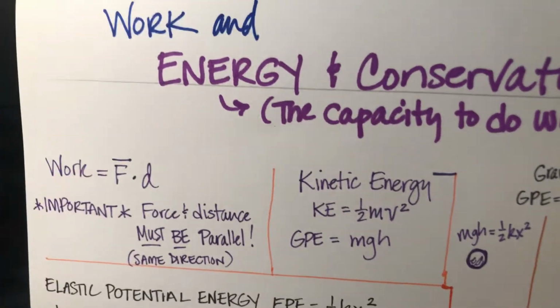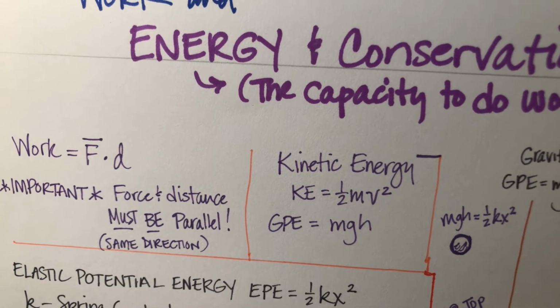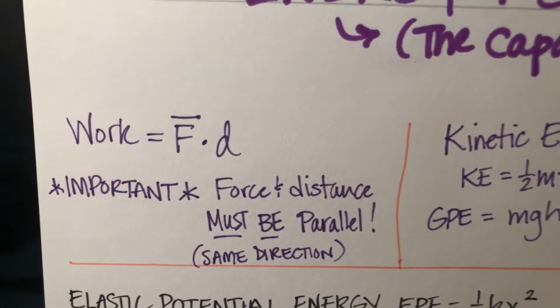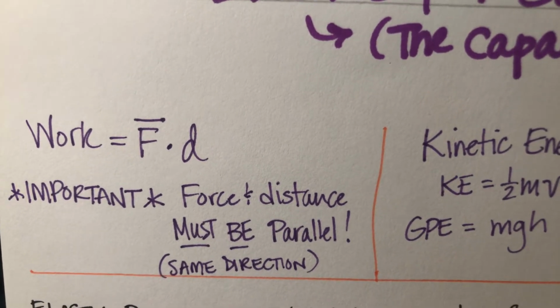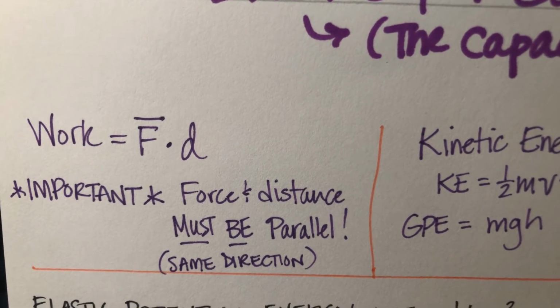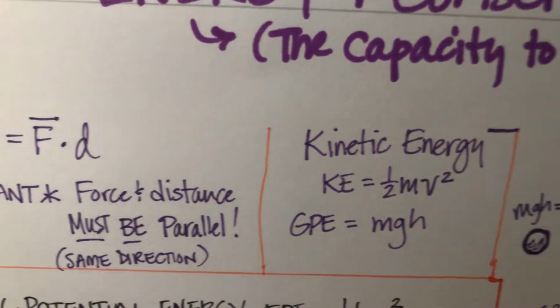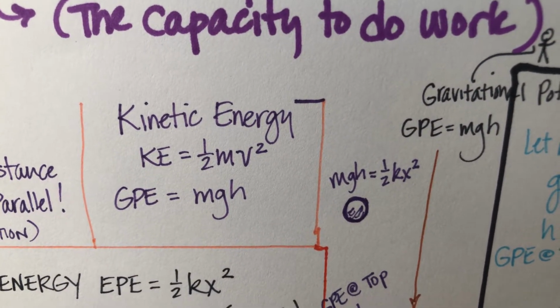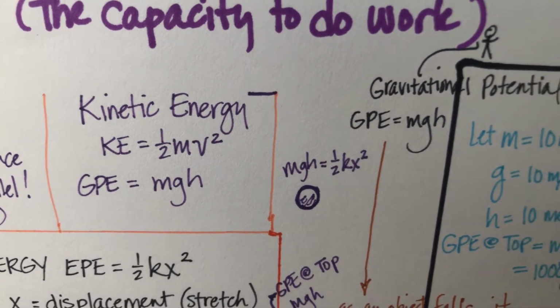So work is equal to force times distance. Important that force and distance must be parallel, or moving in the same direction, in order for work to be performed. Work won't happen if force and distance are perpendicular. That's torque, and we'll get to that later. Kinetic energy is equal to 1/2 mv squared. Gravitational potential energy is equal to mgh.